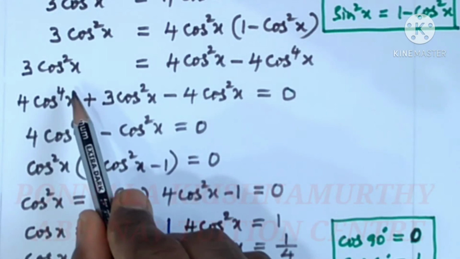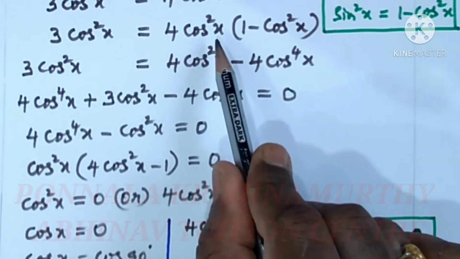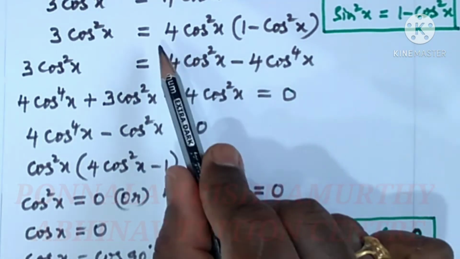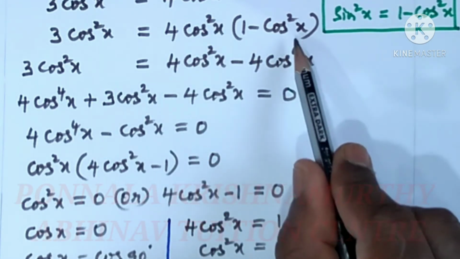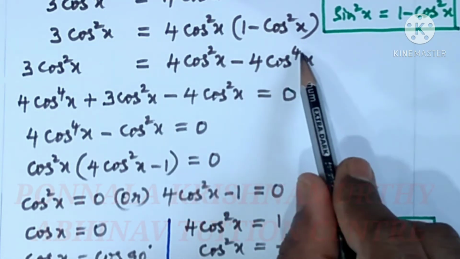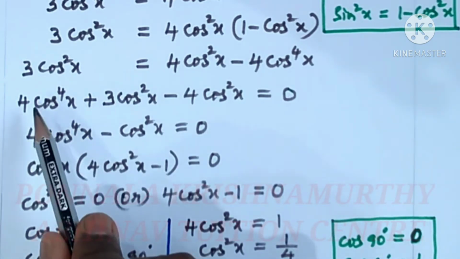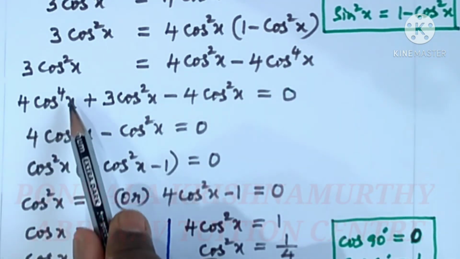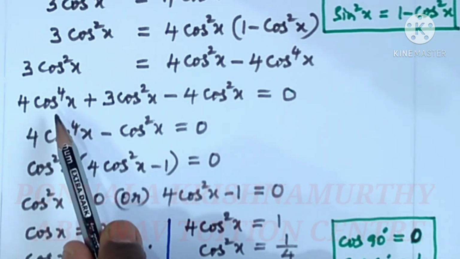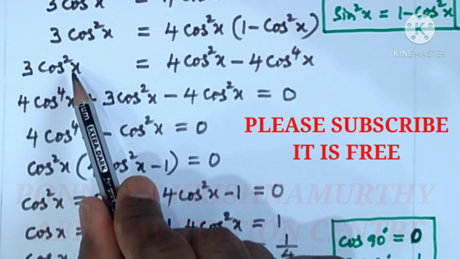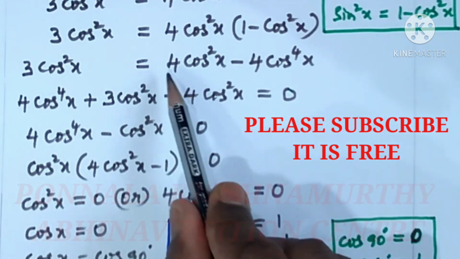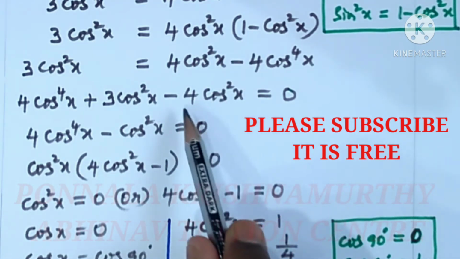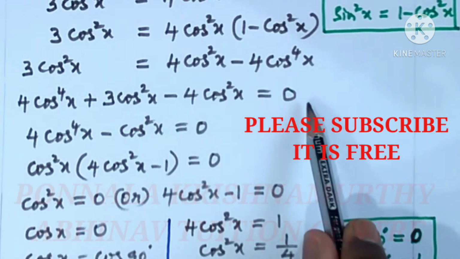Now 3 cos square x is equal to 4 cos square x into 1 minus cos square x. 4 cos square x into cos square x is minus 4 cos to the power of 4 x. Now minus 4 cos to the power of 4 x becomes plus 4 cos to the power of 4 x after coming to the left hand side. This 3 cos square x is as it is, and this plus 4 cos square x becomes minus 4 cos square x after coming to the left hand side, is equal to 0.